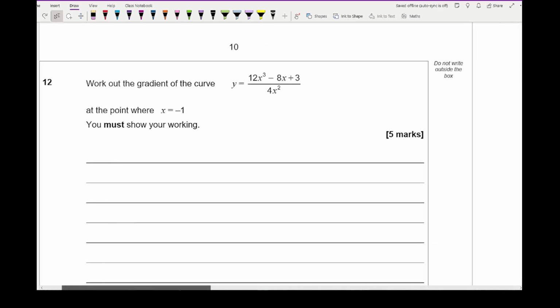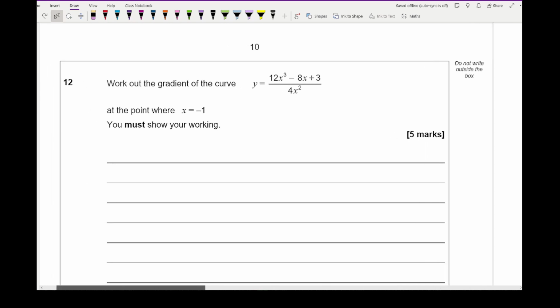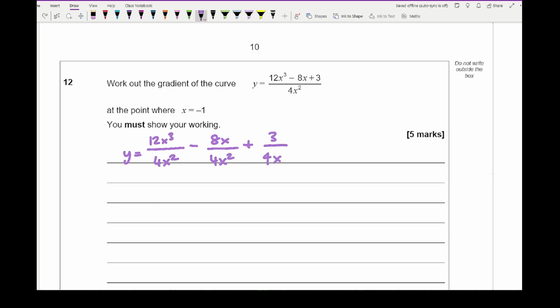It says work out the gradient of the curve y equals 12x cubed minus 8x plus 3 all over 4x squared at the point x equals minus 1. And it's asking us to must show our working out. So for this, as we've got 3 terms in the numerator, I personally would split this up into 3 fractions. So I've got 12x cubed over 4x squared minus 8x over 4x squared plus 3 over 4x squared.